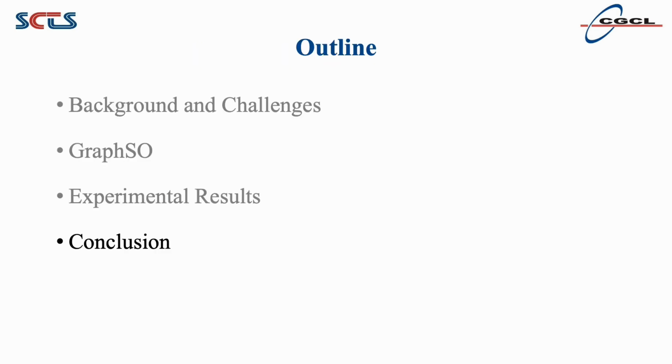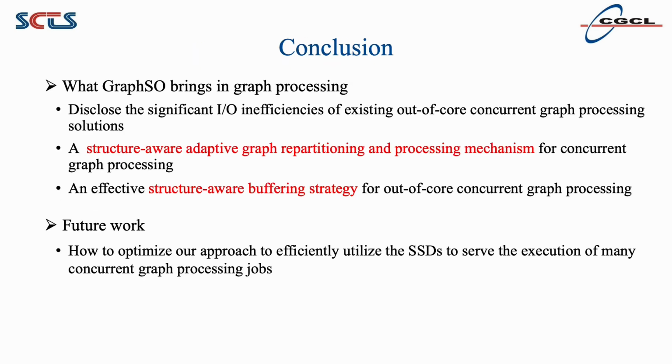Now, let me conclude. First, we disclose the significant I/O inefficiencies of existing out-of-core concurrent graph processing solutions, and observe that it is the main problem which slows down overall performance. Then, we design an efficient structure-aware adaptive graph repartitioning and processing mechanism to solve the problem.